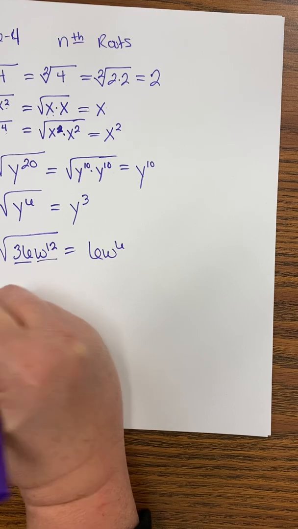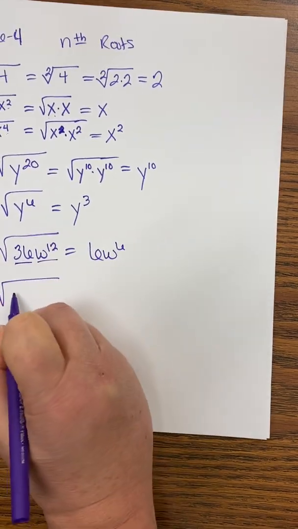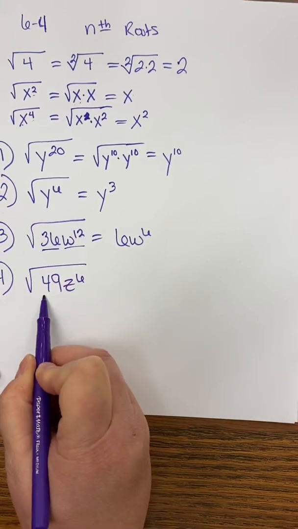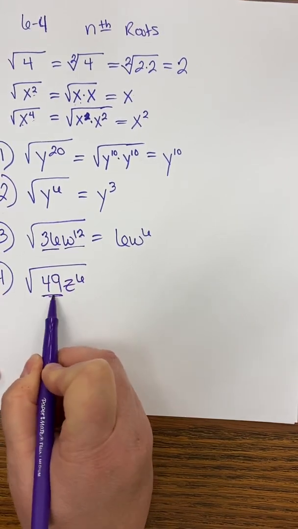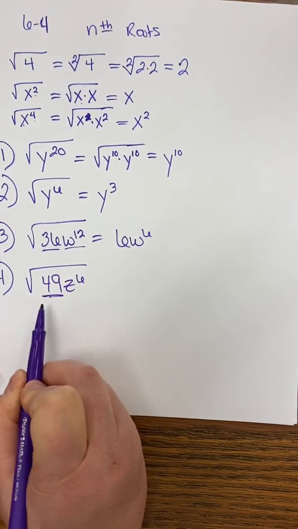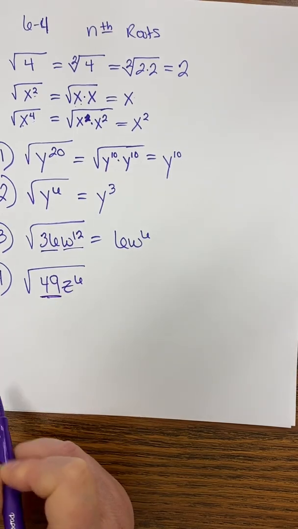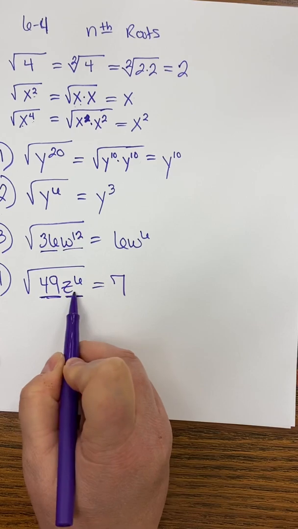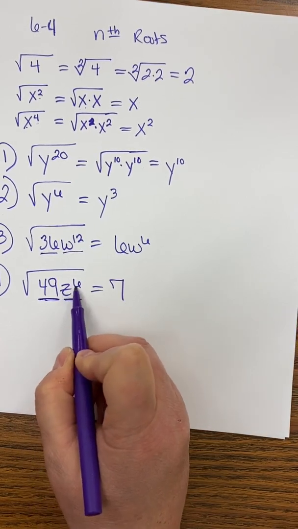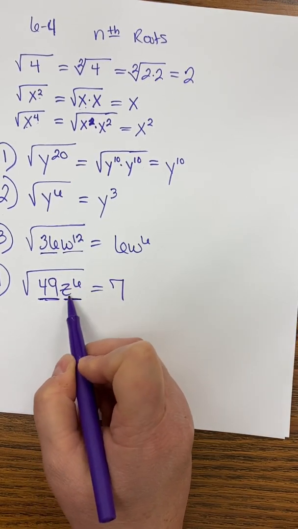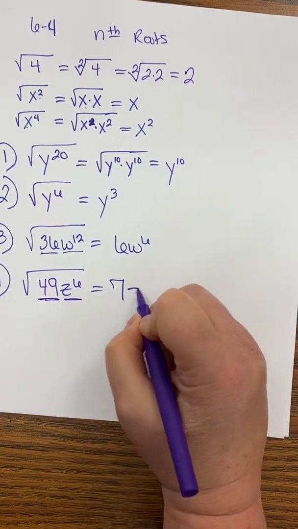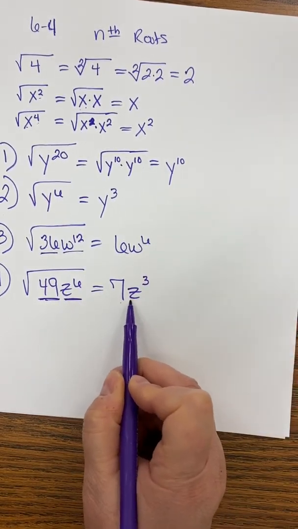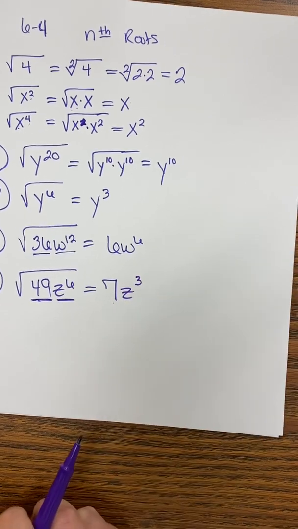All right, last one for this video. You've got 49z to the 6th. Again, don't panic, just look at it in parts. You have a 49, which you should know the square root of 49 is 7. And then this part is what you've learned today. z to the 6th, we're going to just take the square root of it, so we halve it. So z to the 3rd. So the final answer is 7z to the 3rd.